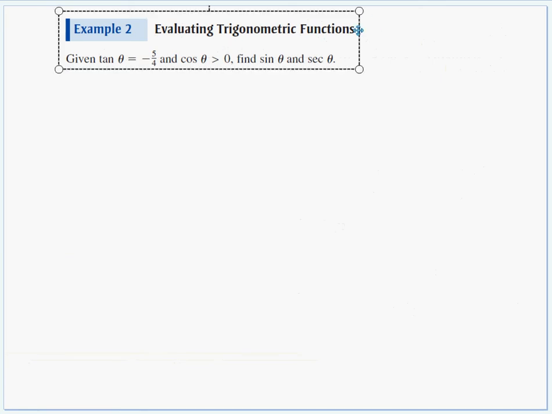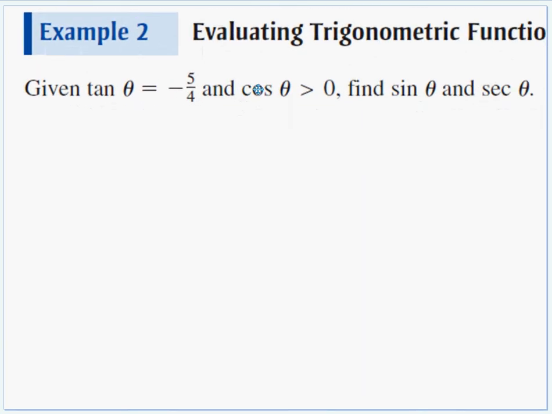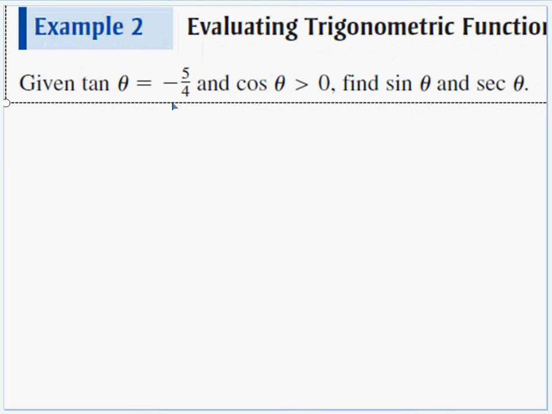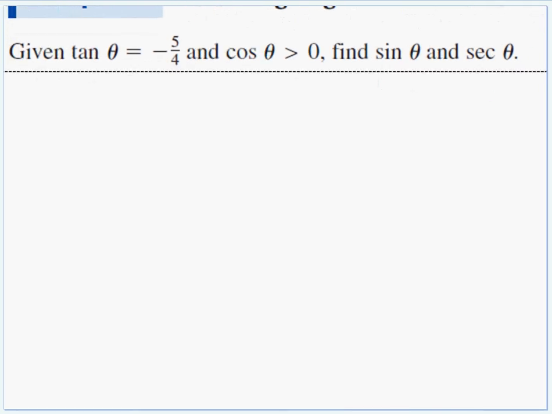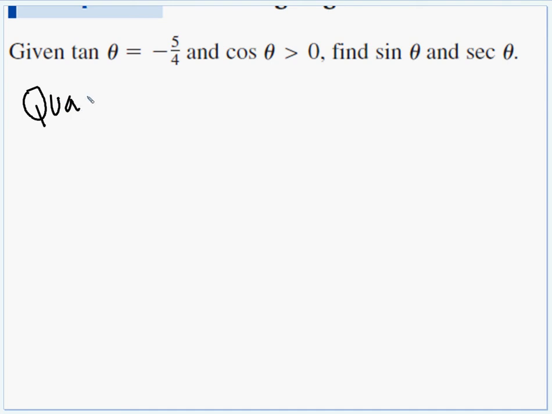Okay, now this one, they're giving us some clues. It says, given that tan is negative 4/5 and cosine is greater than 0, find the sine and the secant. So first, let's figure out what quadrant we are in. I'm going to draw a quick little XY axis, and remember, it's all students take calculus.